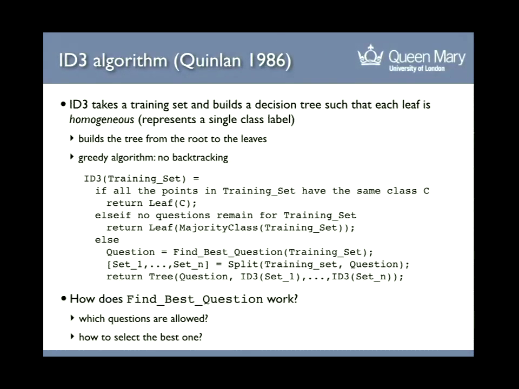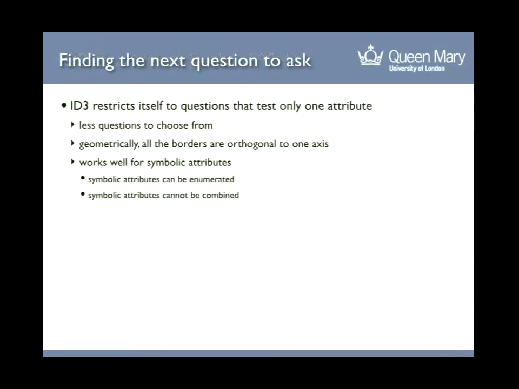So, of course, what we didn't cover, these steps were covered, is how they work. They're reasonably straightforward. It requires a bit of thinking as to how you do that in a computer program. But this one we haven't covered at all. How do we find the best question? And in ID3, the restriction is you only ask one question at a time, which simplifies things.